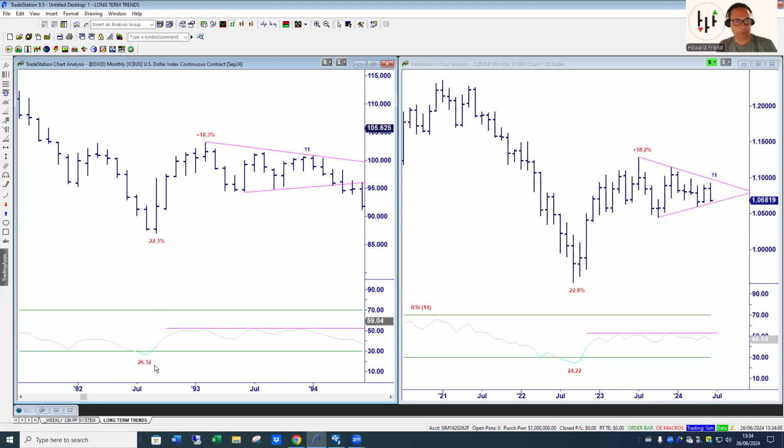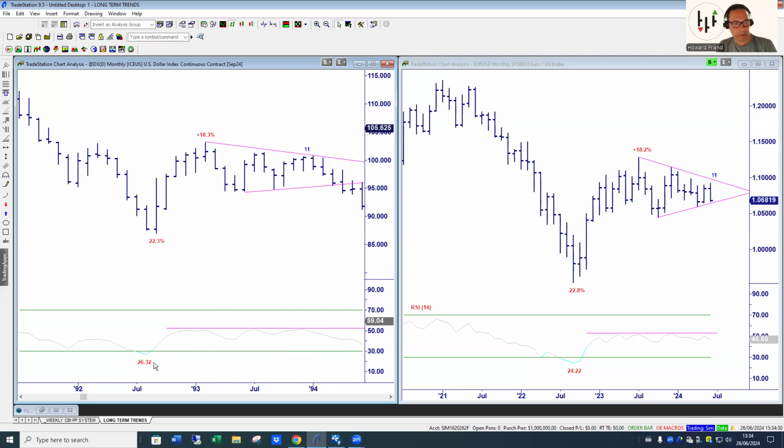Now, what happened with the RSI? Obviously, at the low, it was oversold, 26.32. And then the bounce saw the RSI really make not much headway above the 50 level. So a couple of pushes, 3 pushes, slightly above the 50 level. And that was the end of the bear market rally.